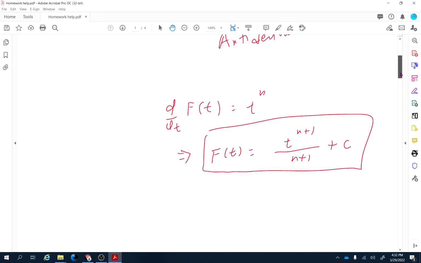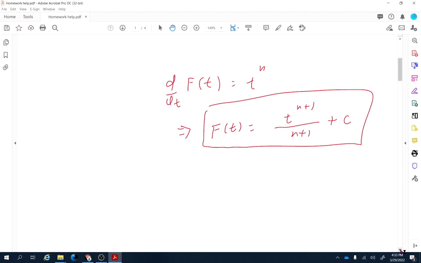And there is one formula you have to understand. If the derivative of the function is t to the power n, then going back, the function is equal to t to the power n plus 1 over n plus 1. By using this formula, we can solve the problem we have been given here.